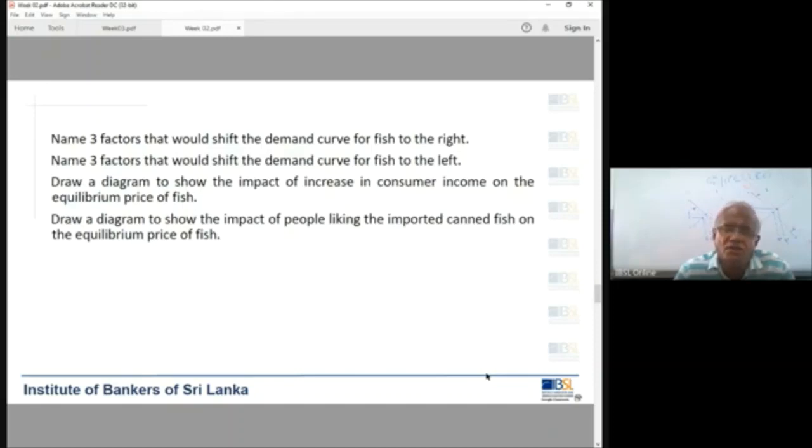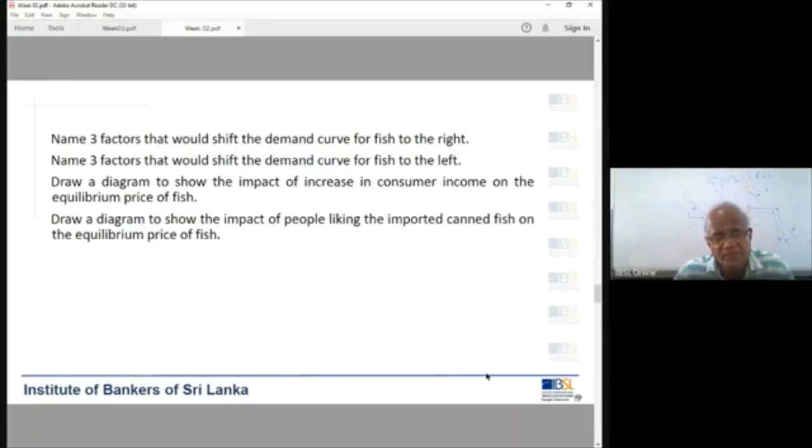Again, the 3 factors that shift the demand curve to the left, we discussed. Earlier we discussed taste. Recent example, negative change in taste shifts the demand curve down. Like that. Now, this same thing happened during the tsunami period in 2004. People didn't consume big fish. Small fish, okay. Big fish, huge drop in price of big fish.